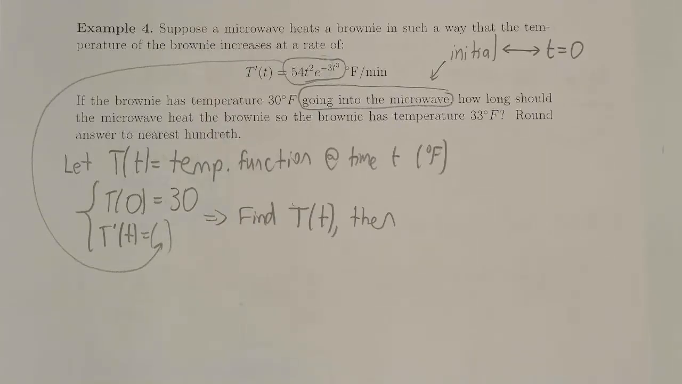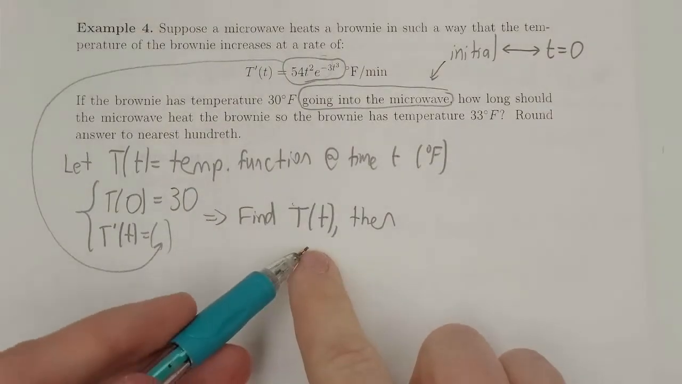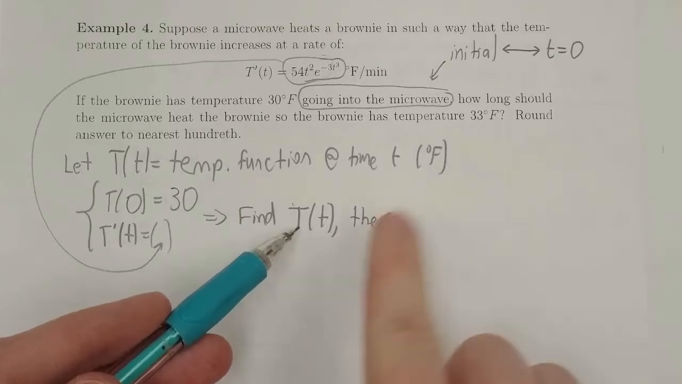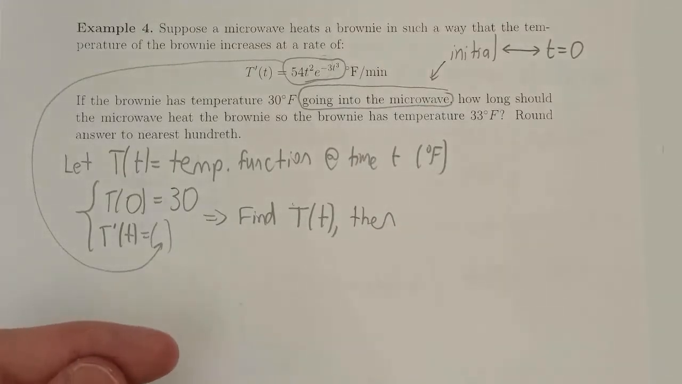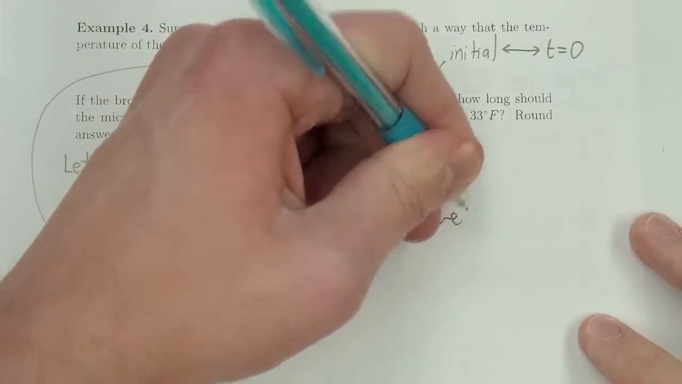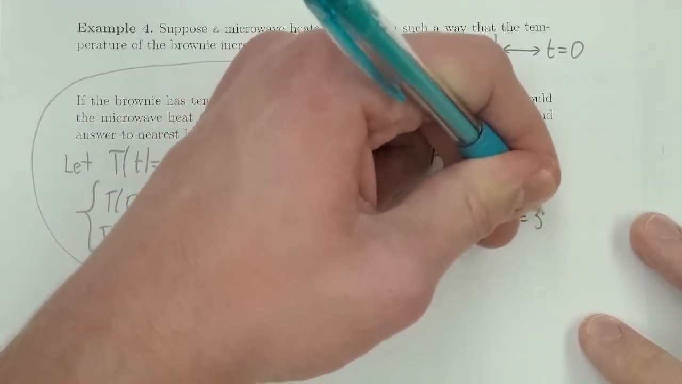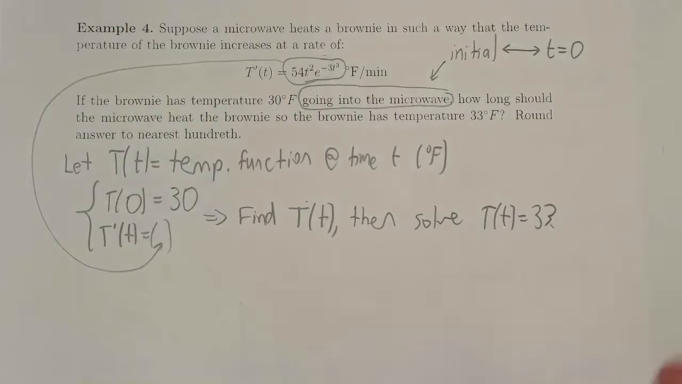Not quite. Remember, 30 to 33 degrees both correspond to temperature values. So we need to figure out at what time the temperature is 33 degrees, essentially. So then what should we do with our temperature function after that? Once we find it. Exactly. Okay? So then basically, now we have a roadmap to figure out where we're going.